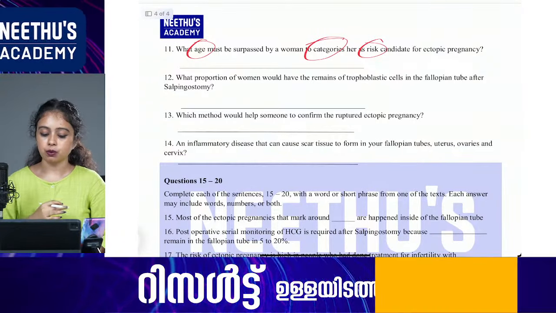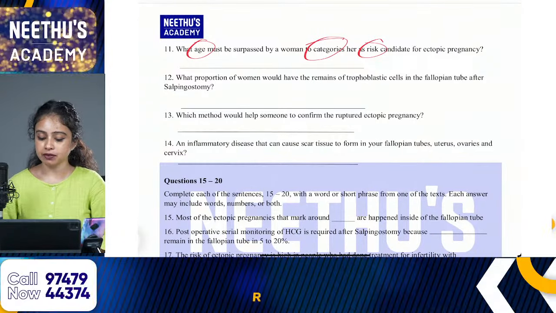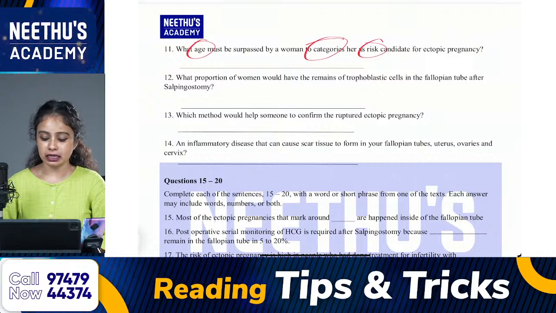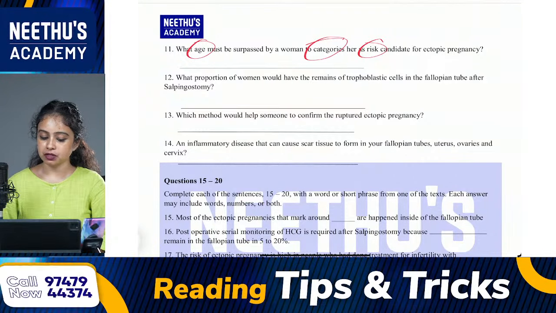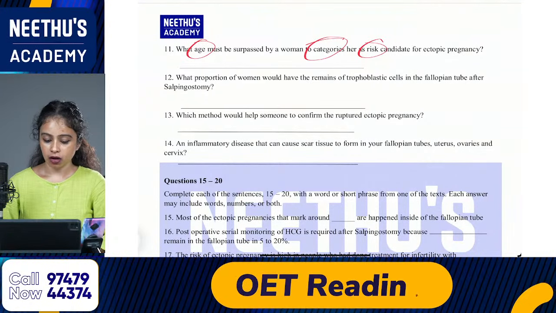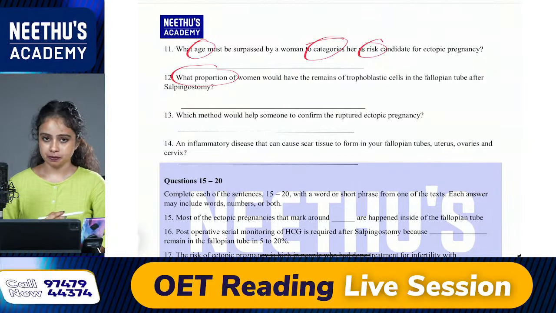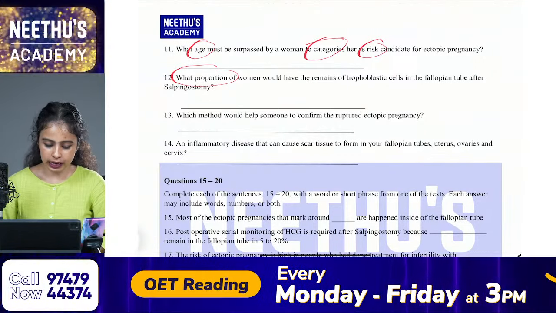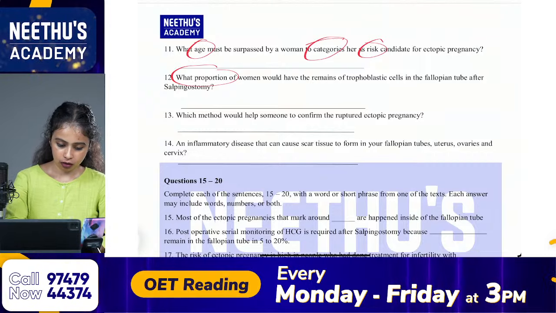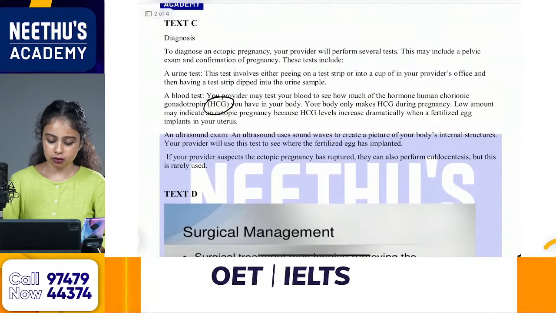Then the 12th one, what proportion of women would have the remains of trophoblastic cells in the fallopian tube after salpingostomy? So what is the correct answer? What proportion of women? Any idea? The 12th one.